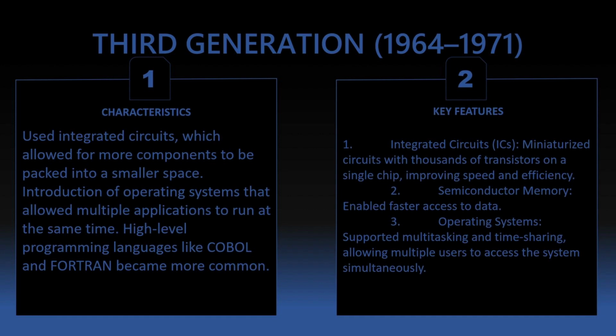1. Integrated circuits: miniaturized circuits with thousands of transistors on a single chip, improving speed and efficiency. 2. Semiconductor memories, which enabled faster access to data. 3. Operating systems, which supported multitasking and time sharing, allowing multiple users to access the system simultaneously.